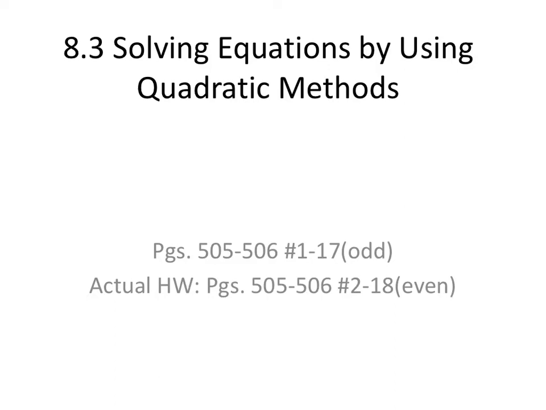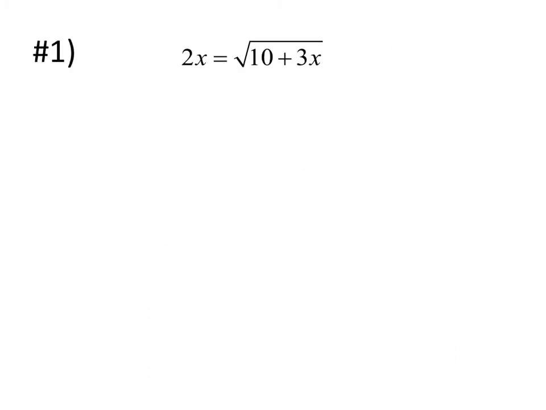This is section 8.3. Homework assignment was page 505 to 506, 2 to 18 even. I'm going to do 1 through 17 odd. All right, they want us to solve.